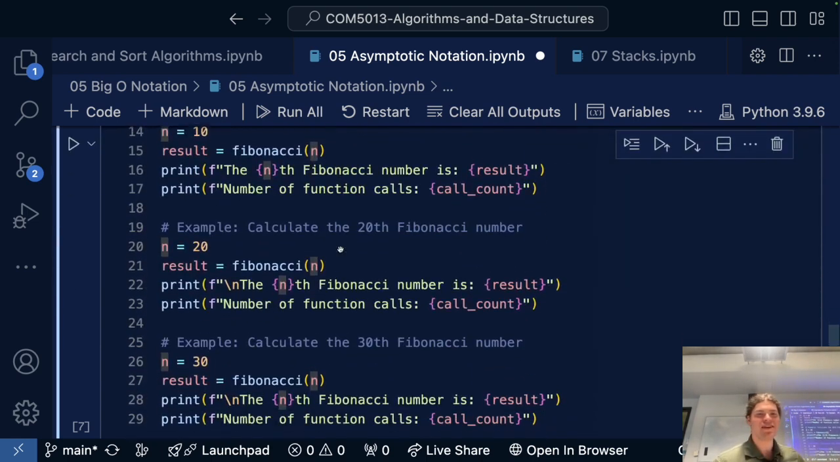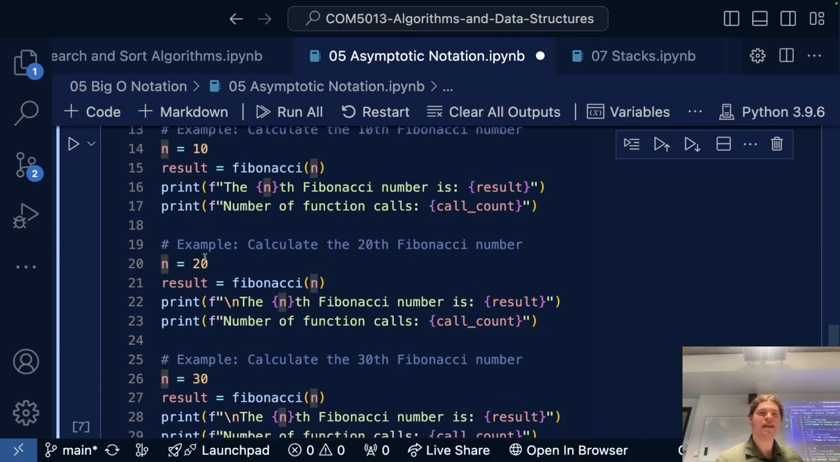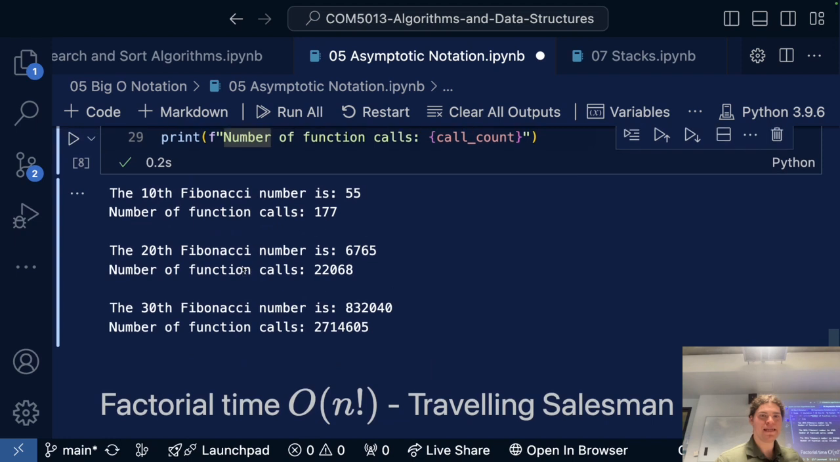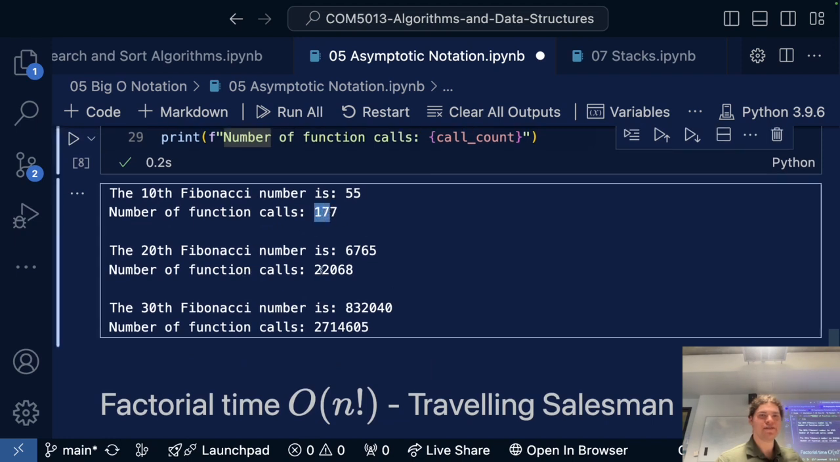All right, so let's run this for n of 10, n of 20, n of 30, and see how long it takes to do. And notice how that call count increases very rapidly. So from n of 10 at 177 calls through to 30, 2,714,605 calls. So that's massive growth, isn't it? Huge growth and a huge amount of time as it goes on, just to calculate these numbers, okay?